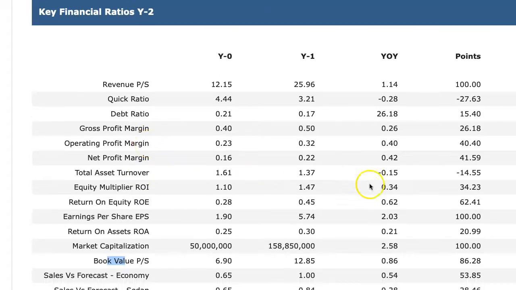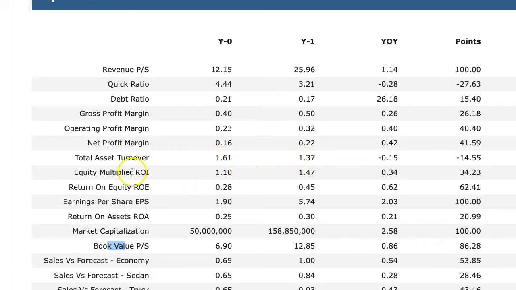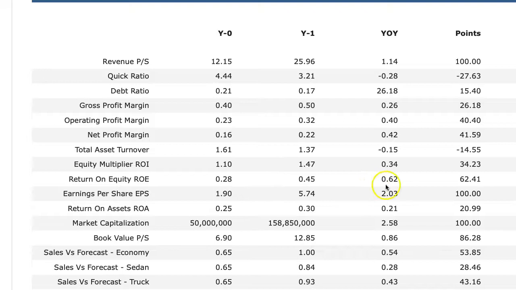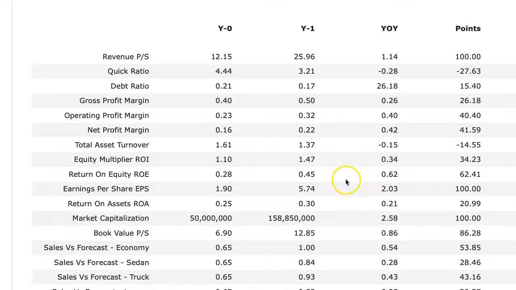Okay, so we come over here. My total asset turnover is lower because even though I have much more sales, my assets grew faster than my sales, and that's why I have a lower total asset turnover. My return on equity has improved. I created some equity by improving the profitability of the company. My earnings per share went up 200%. Again, the most points that can be earned in any one area is 100 points.